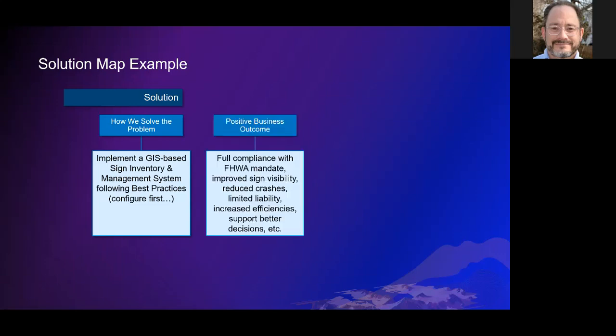And then what's the positive business outcome? Well, if we fully comply with the mandate, we get improved sign visibility, which should lead to reduced crashes and limited liability, as well as increased efficiencies and support better decisions because we'll now know exactly where our signs are and what condition they're in.